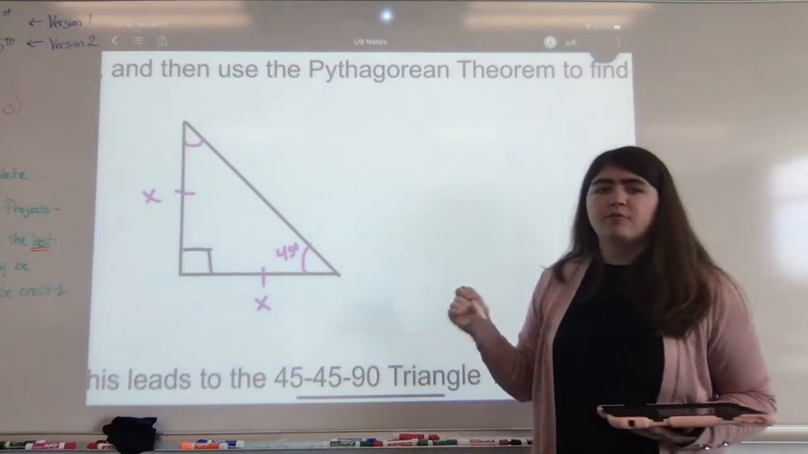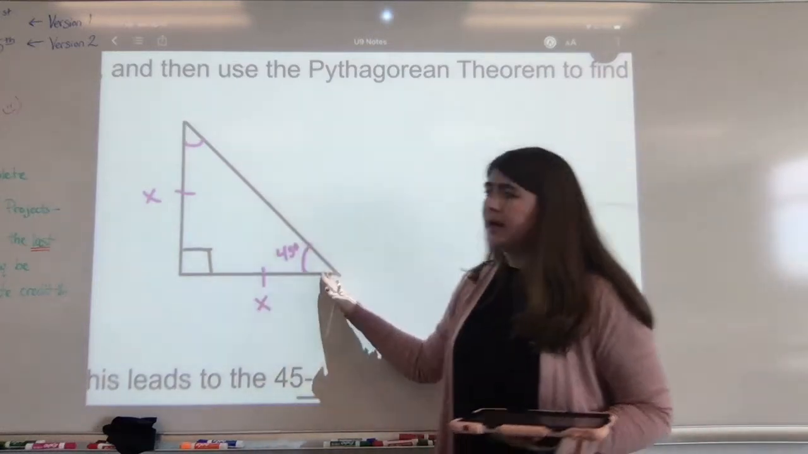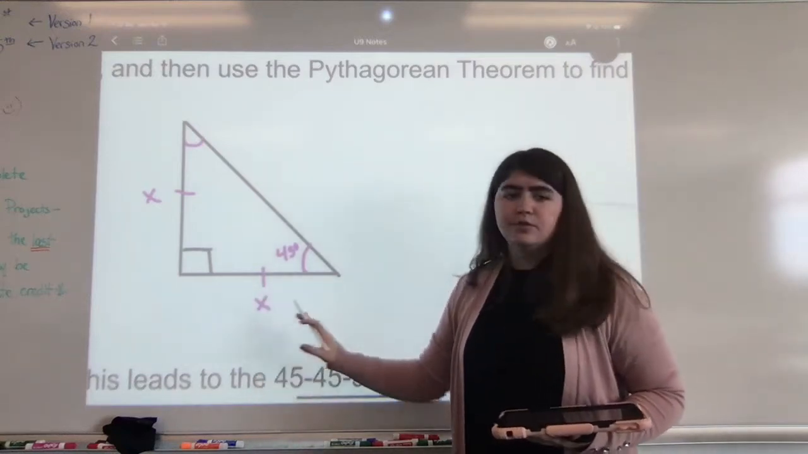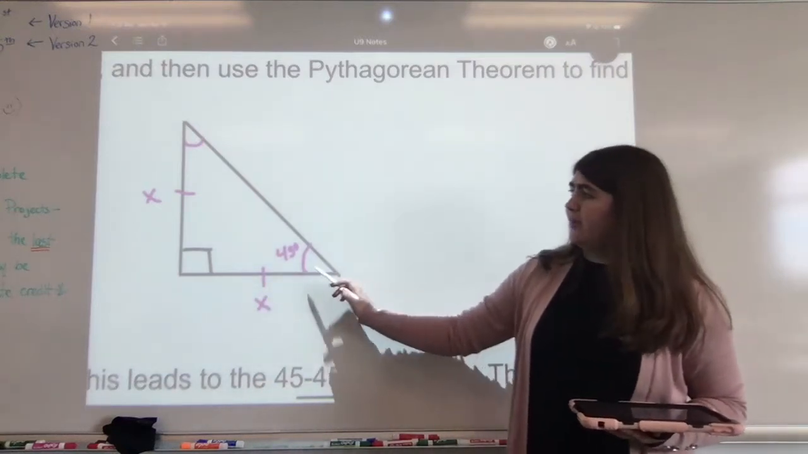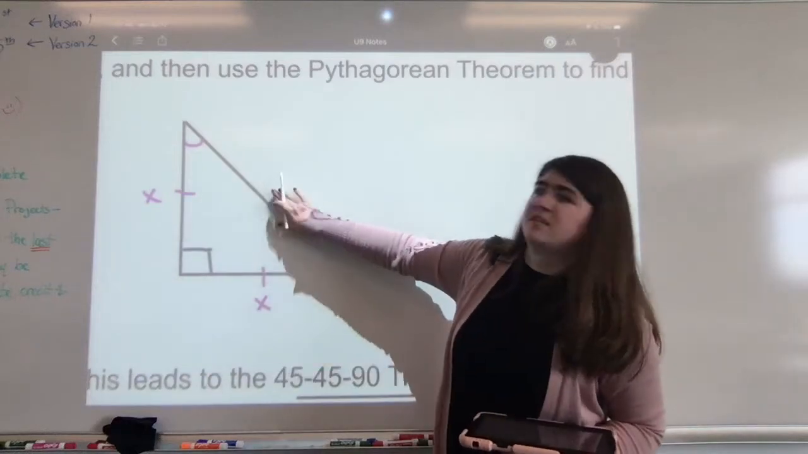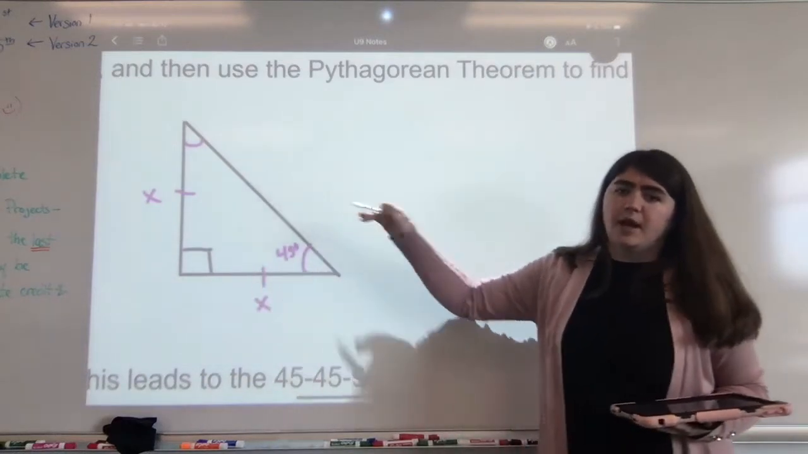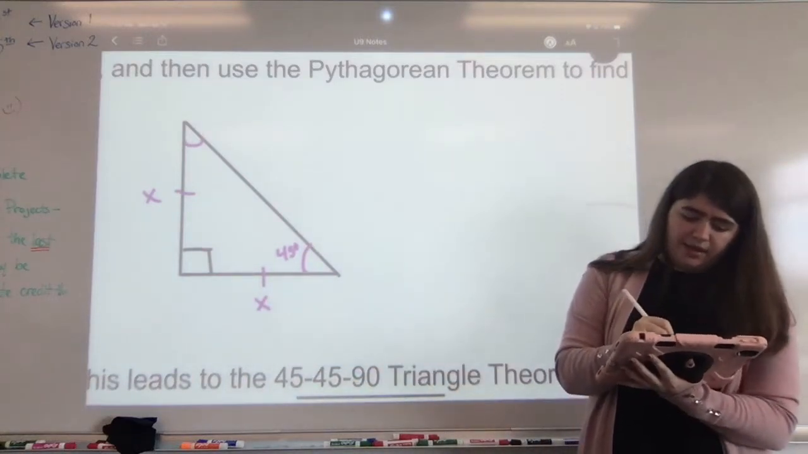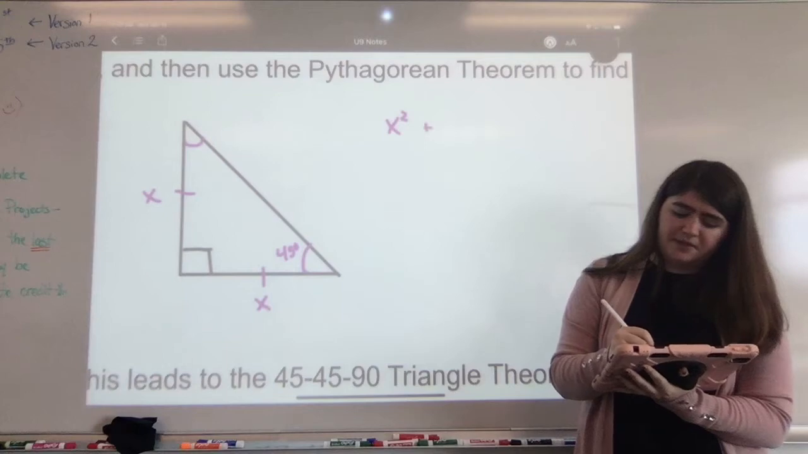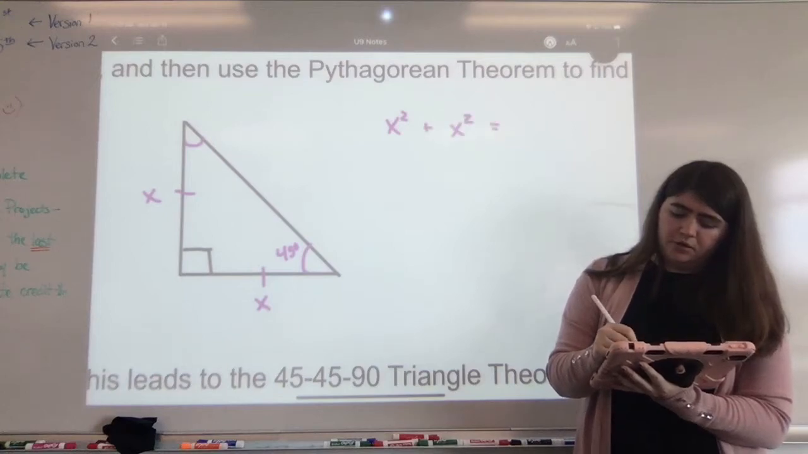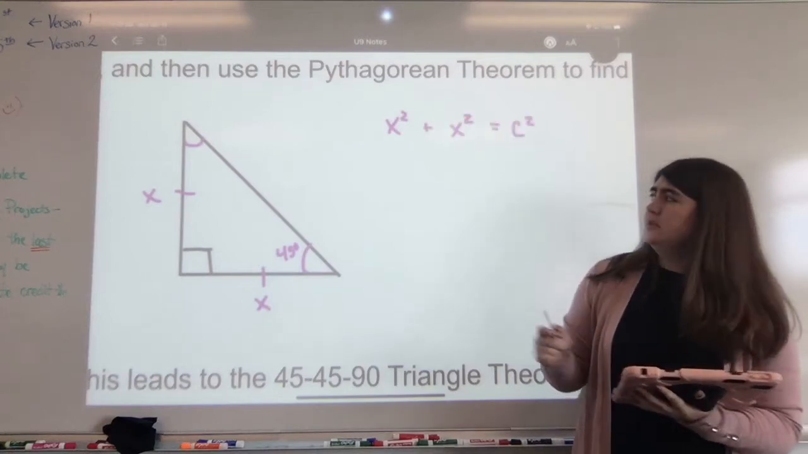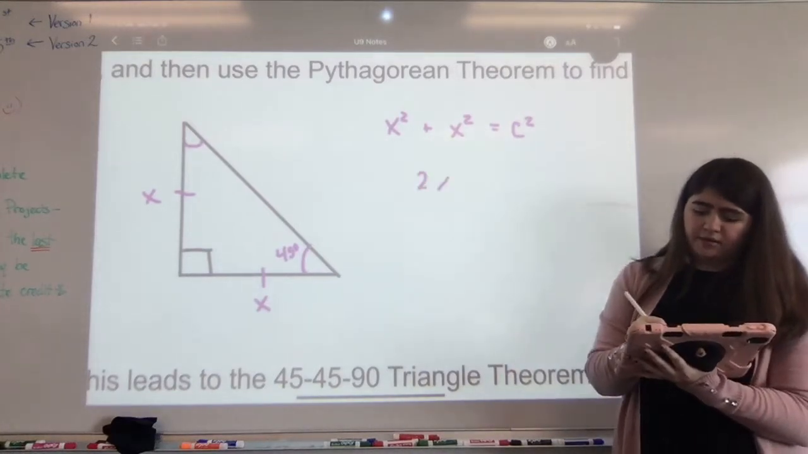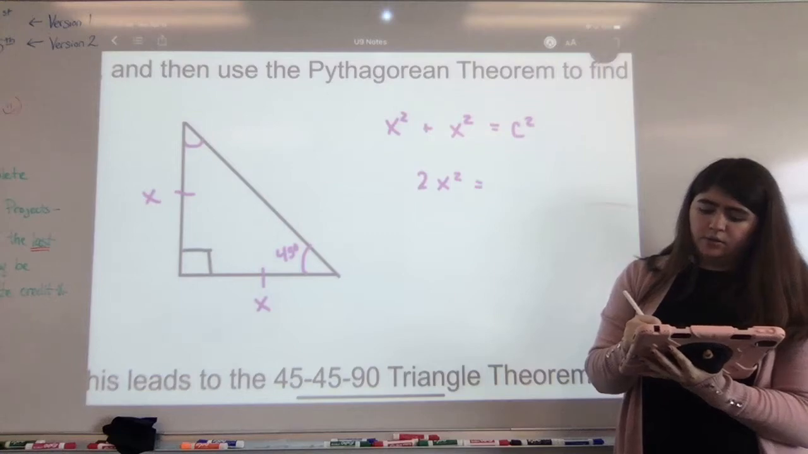To find the formula for the length of the hypotenuse, we're going to use the Pythagorean Theorem and these variables to solve for our missing side. So I have a squared plus b squared is equal to c squared. That's the Pythagorean Theorem, and now I'm going to plug that in with my leg names. So I have x squared plus x squared is equal to c squared. x squared plus x squared is the same as 2x squared, and that is still equal to c squared.